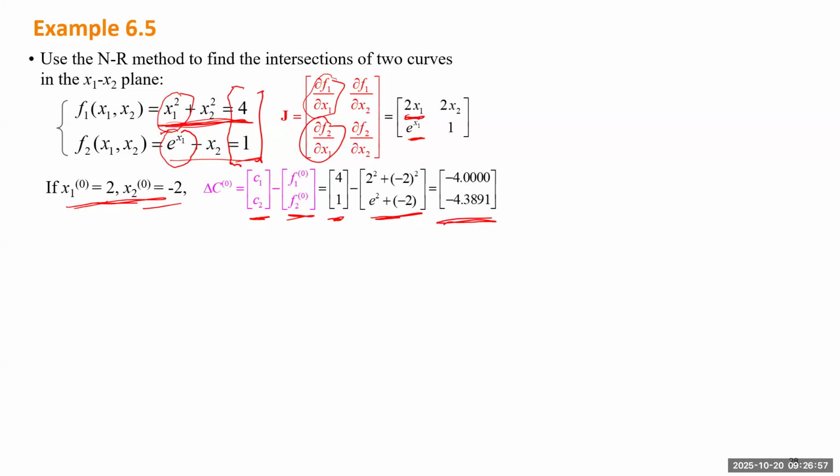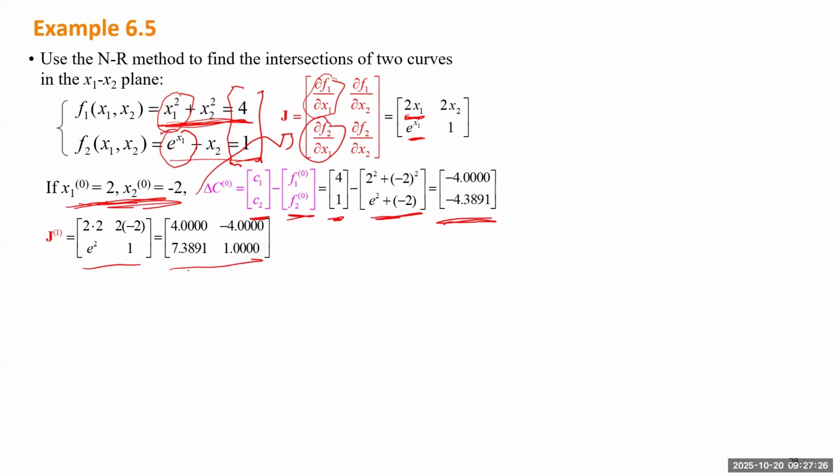So the gap is pretty large, which means this is not the root. It's still far from the root. But don't worry, we have a Jacobian. The Jacobian will tell us how much to update this initial guess. So we're plugging those values into the formula of the Jacobian. We'll have a Jacobian with all the 4 elements determined.